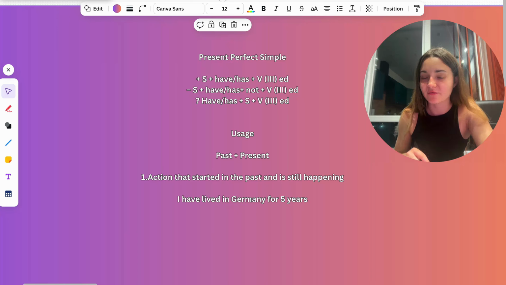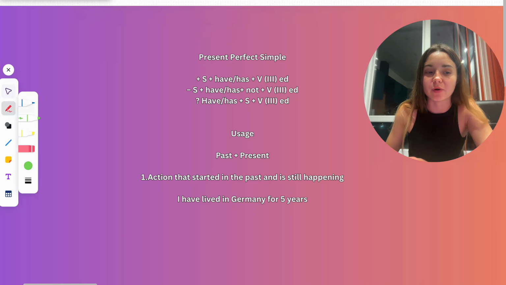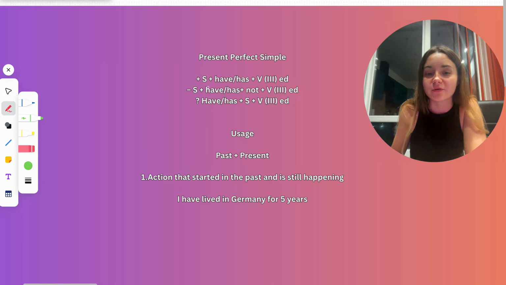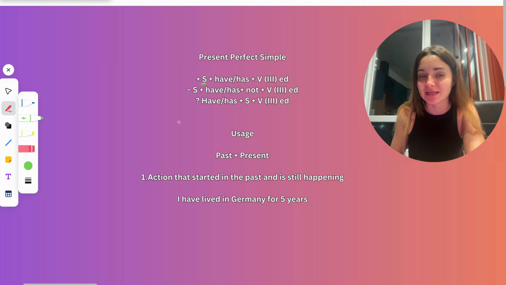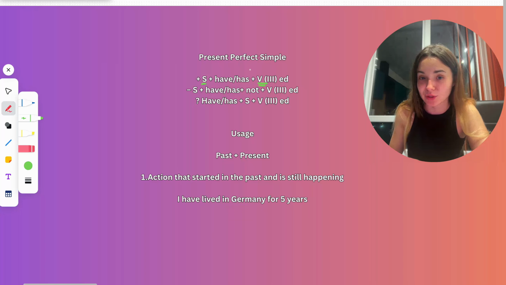So, first of all, the formula. We do need to remember formulas, right? We do need to remember how to build the sentences in order to talk. So, first of all, we have our subject as usual. So, somebody who does something, somebody who acts, somebody who does the activity that is described in our verb. So to our subject, we always add have or has, depending on our subject. Of course, has is used with he, she, it, and have is used with everything else.